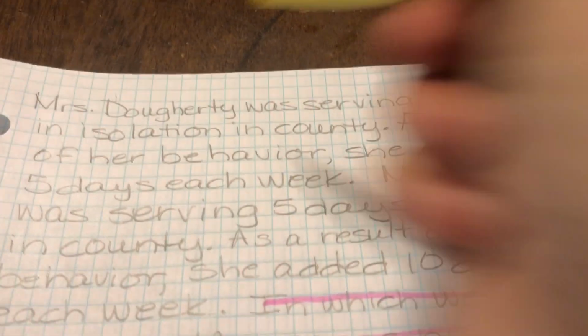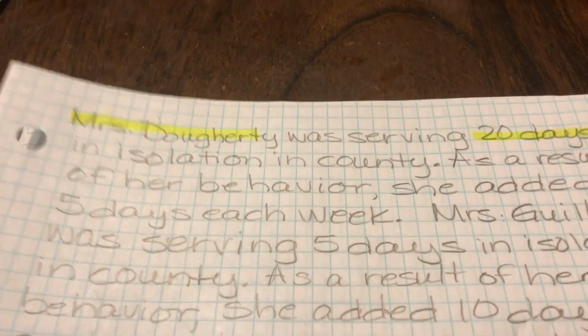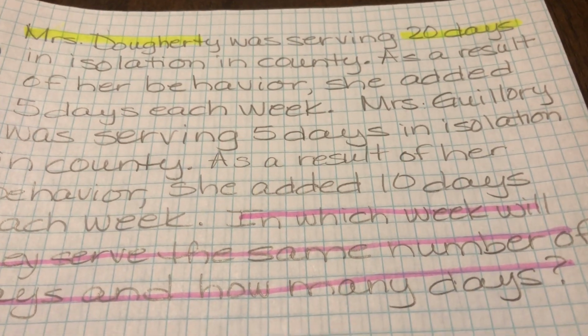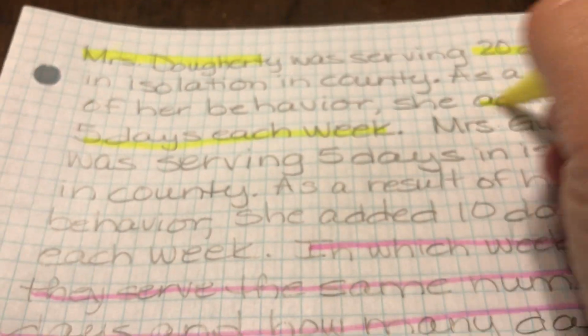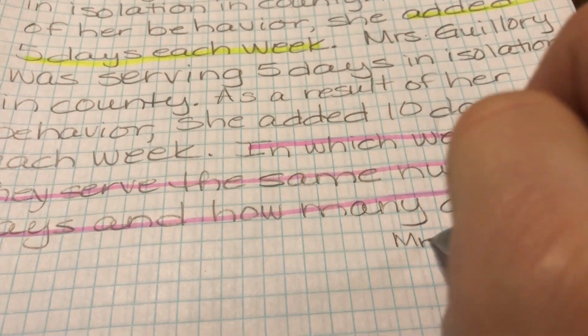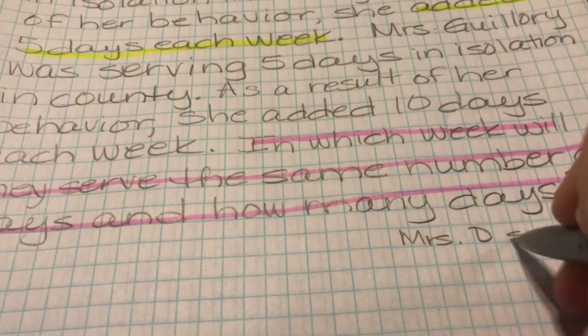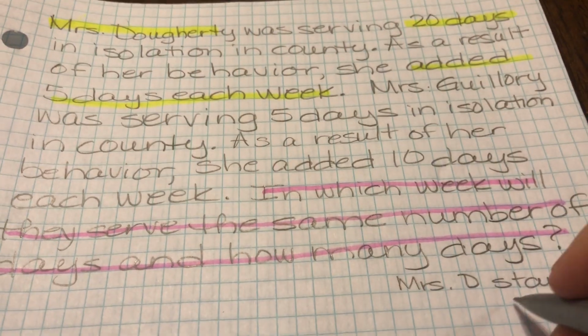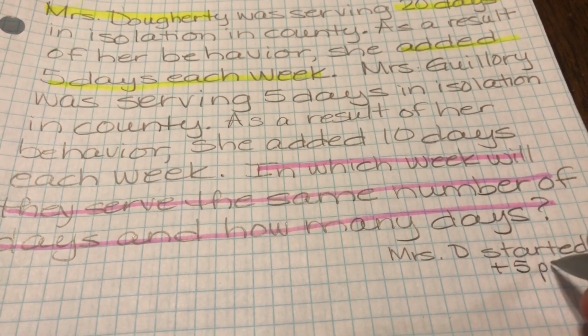And so I'm going to see what I know about Miss Doherty. Well, with Miss Doherty, I know that she was serving 20 days. So she started out with 20 days in isolation. But then as a result of her behavior, she's going to add 5 days each week. Okay, so that's Miss Doherty. So I'm going to write that down right here. Okay, so Miss Doherty started with 20. And she added 5 per week.